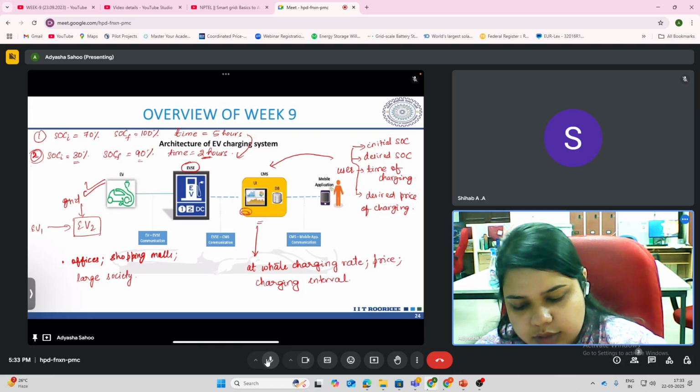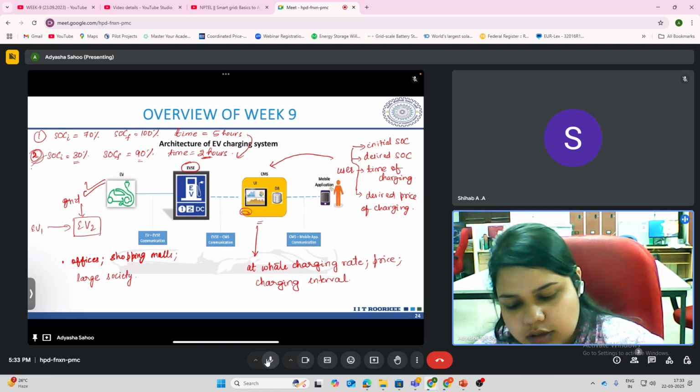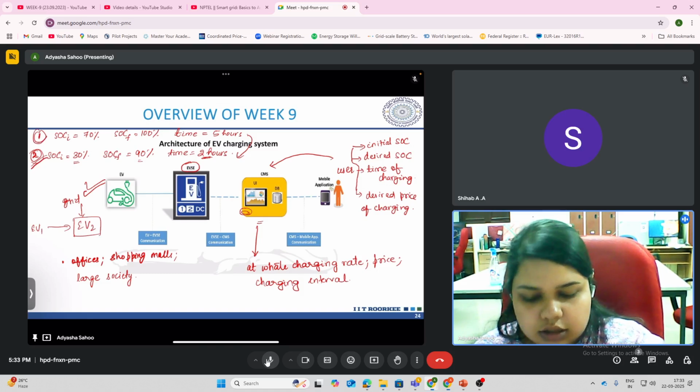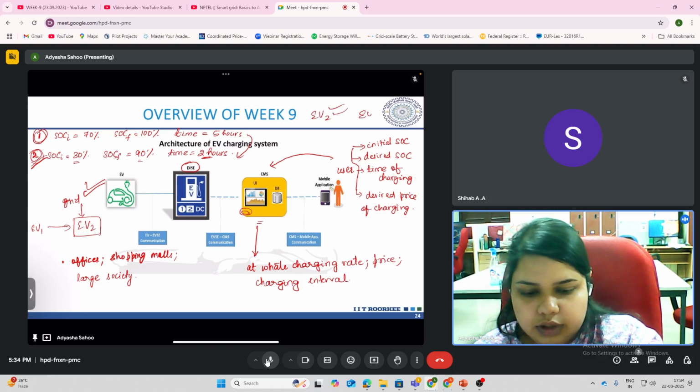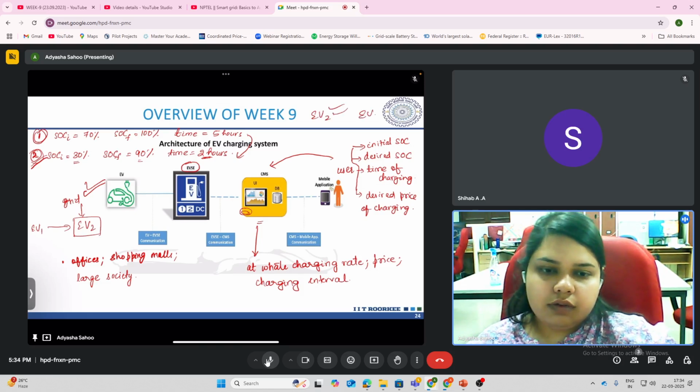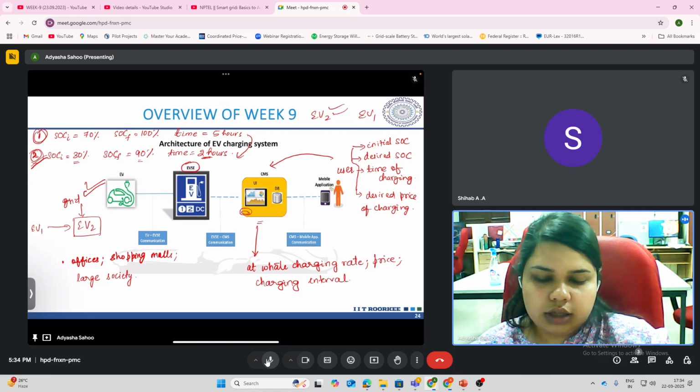Now, after this has been charged, since the first one is having more time, you can charge the EV1. So EV2 is charged first and then you can charge EV1. So hence when you have a large number of vehicles with you, such a facility can help in greater social welfare among the EV users.